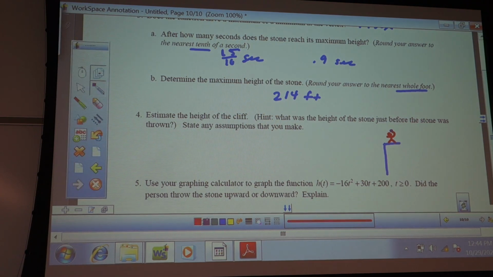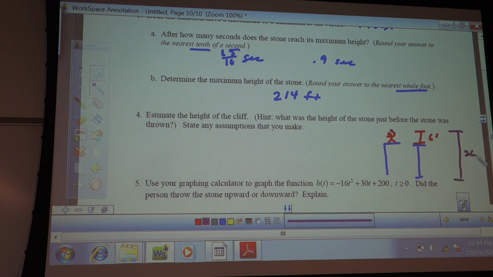So here I'm going to say, I'm 5 feet tall, so I'm going to say this is 6 feet, because I'm using me. And I know this whole thing here is 200 feet. So that means that this would be 200 minus 6. So I would say, for me, if it was me, I'd be 194 feet. Because it's 200 minus 6 feet.